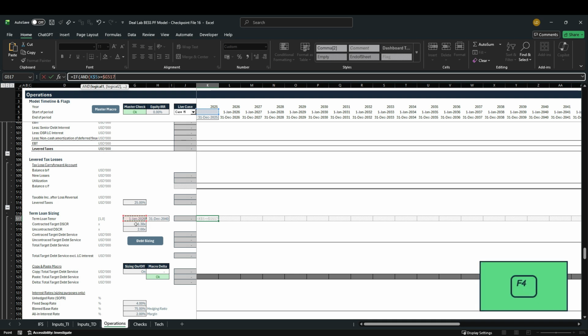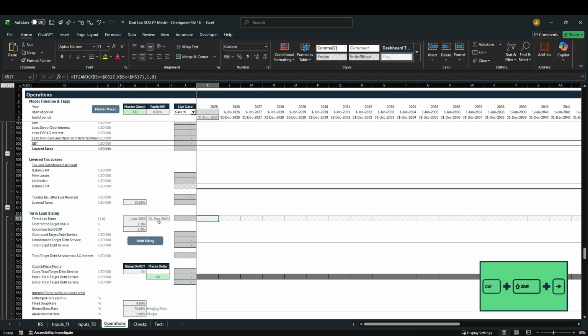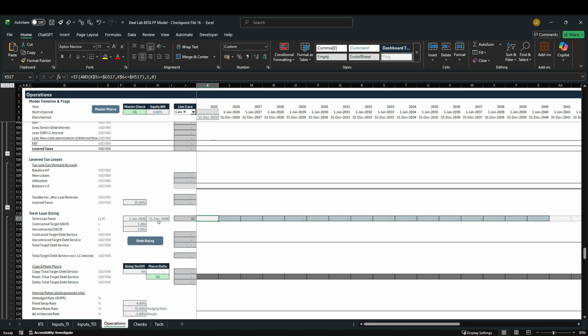Hit F4 1, 2, 3 times. And comma, the second condition that needs to be fulfilled is that our end of period, K6, hit F4 1, 2 times, is smaller or equal to our end of period for the financing in H517. Hit F4 1, 2, 3 times. So if these two conditions are fulfilled, close parentheses, then comma 1, otherwise comma 0, close parentheses, hit enter, drag this over, Control R, and that gives us our financing flag.